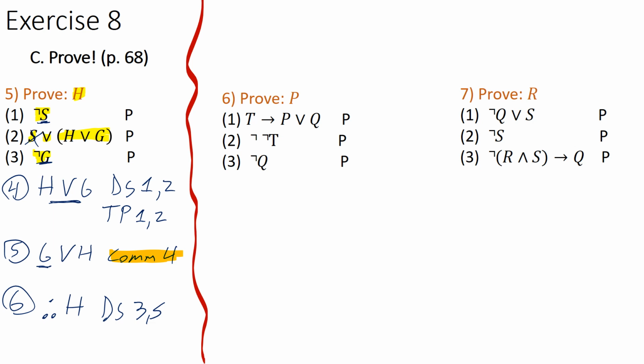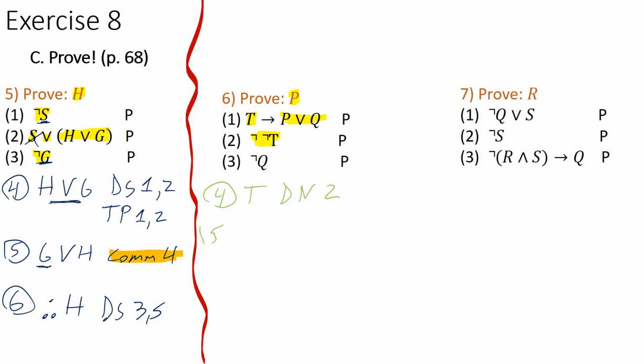We want to prove P. We're given 3 premises. We have a conditional, we have something that's double negated, and we have another thing that's negated. Well, we do have this not not T. We know by the double negation rule that's equivalent to T, and so with this conditional we could affirm the antecedent to get the consequent. So the first step for line 4 is just to get T by the double negation of line 2. Not not T is equivalent to T by double negation.